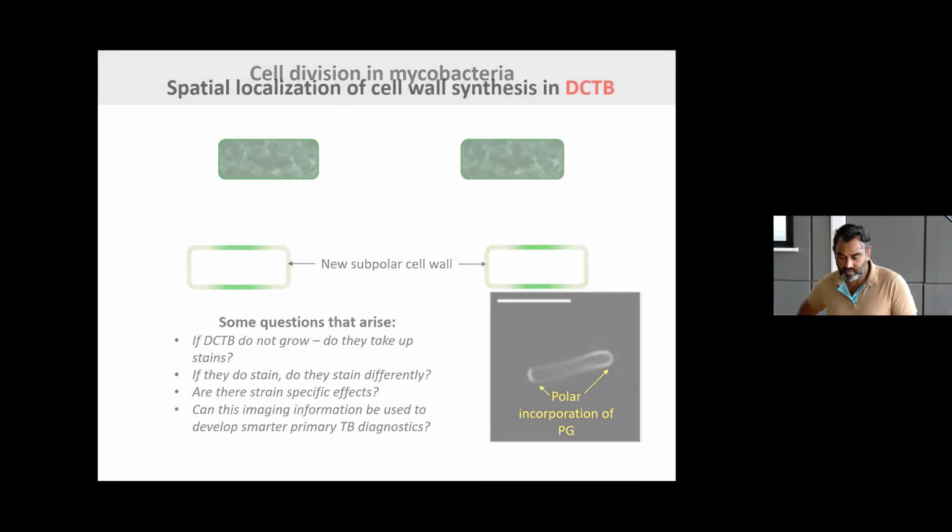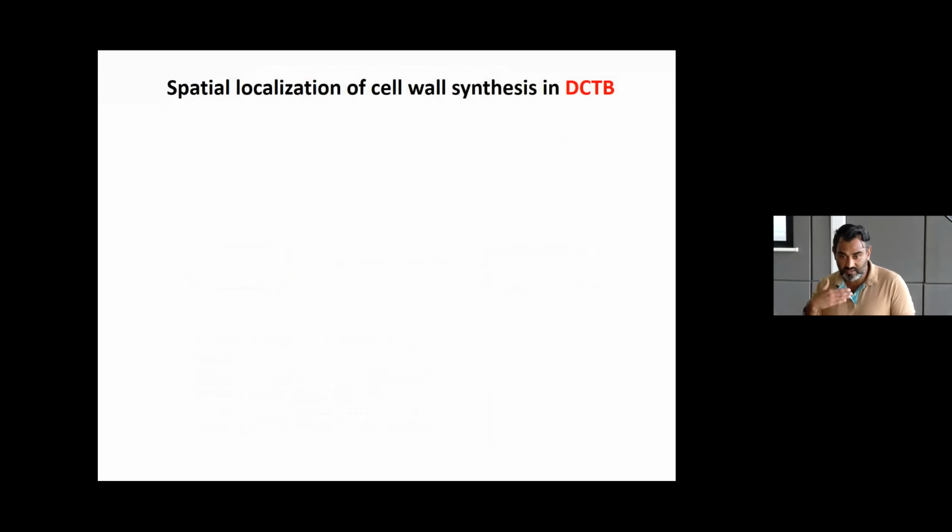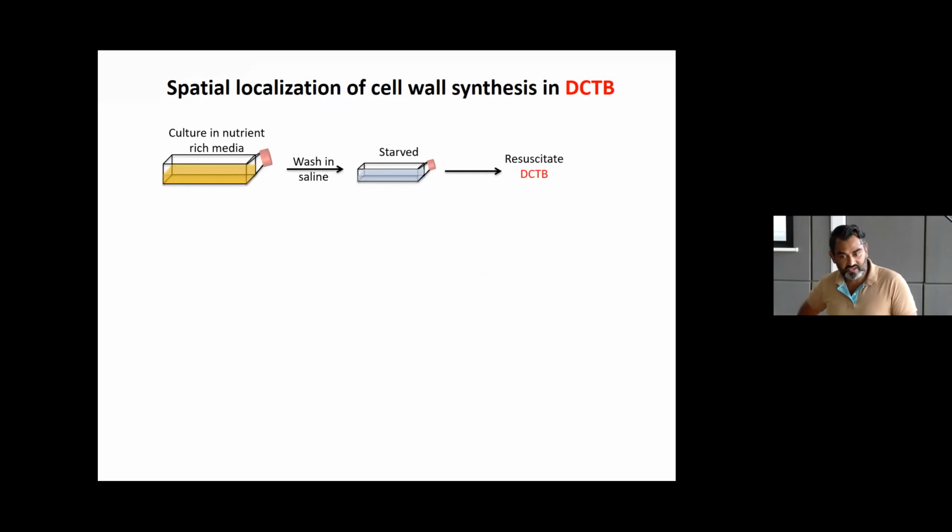And so for this, we developed a model in the lab that allows us to create DCTB, because we don't want to be using stuff from people all the time. So we take bacteria, we culture them, and we wash them in saline. So you take away all the nutrients, everything, and you starve the organisms. And when you starve them, they actually develop DCTB that you can resuscitate.